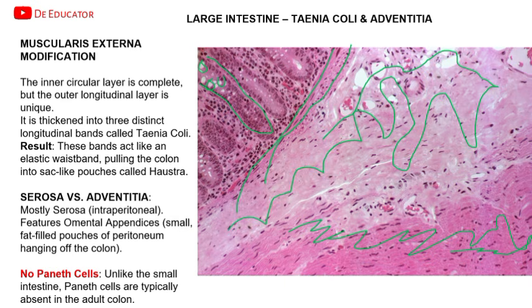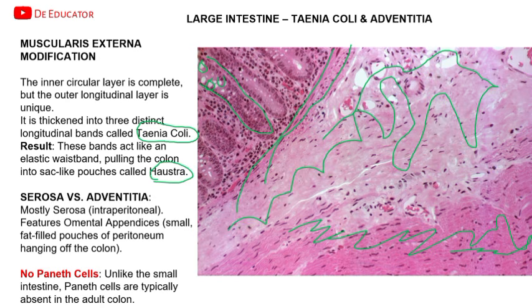Modification of the external muscle layer. Now, what are the modifications? The inner circular layer is complete, but the outer longitudinal layer is unique. It is thickened into three distinct longitudinal bands called tenia coli. You appreciate tenia coli more in the gross anatomy of the large intestine. This band acts like an elastic wristband, pulling the colon into sac-like pouches called the haustra.